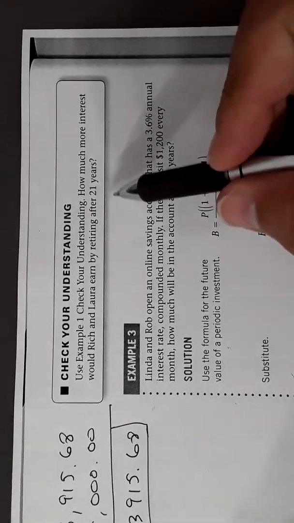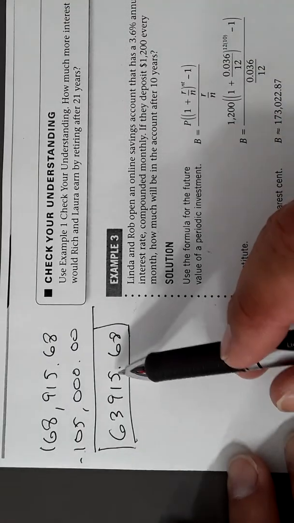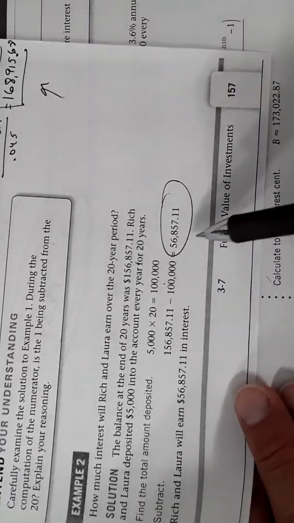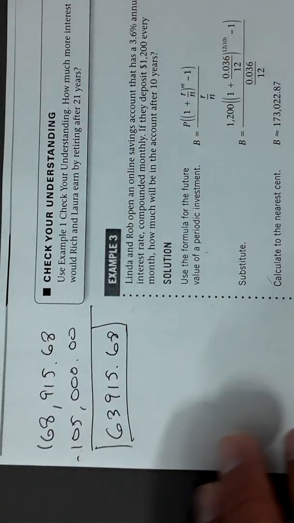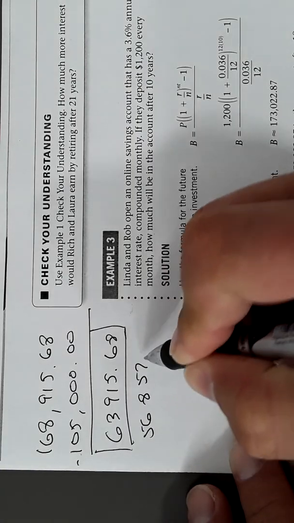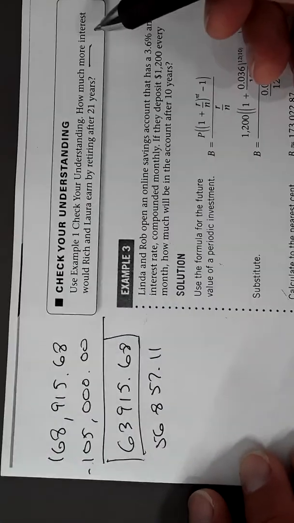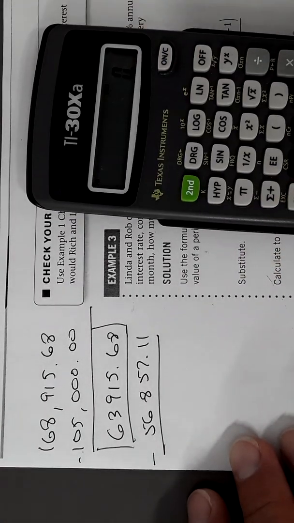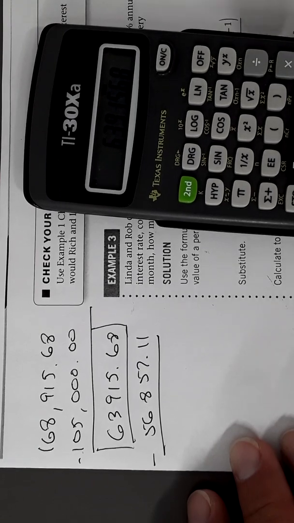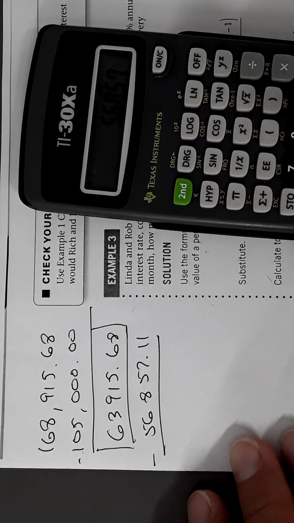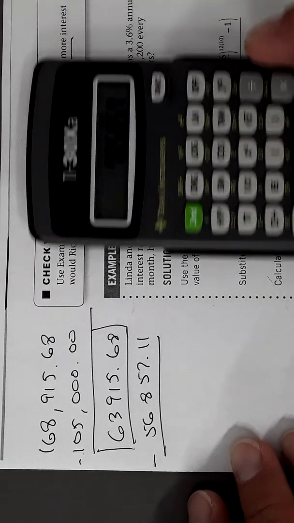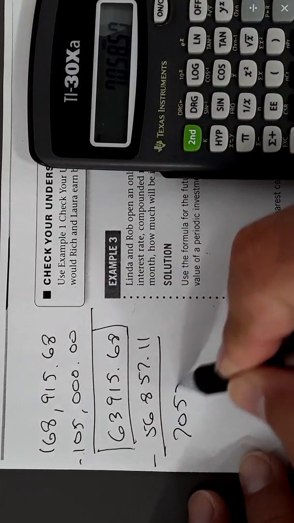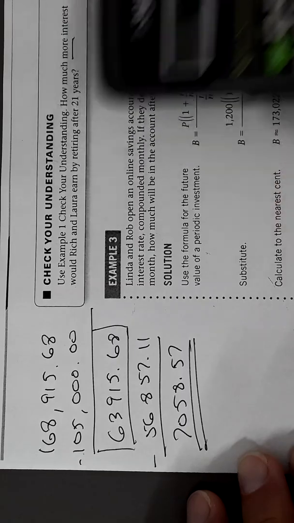The question, though, says how much more interest would they earn? Well, that's what they would earn in interest for 21 years. What they earned in interest for 20 years was $56,857.11. So how much more interest would they earn? If I subtract these, that tells me how much more interest they would earn. 63,915.68 minus 56,857.11. So by holding it an extra year, they would earn an extra $7,058.57. That's the answer to the question.